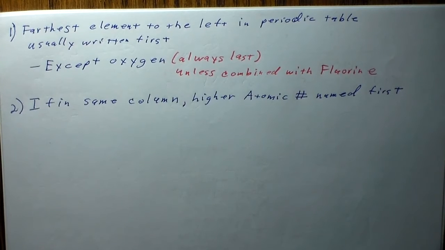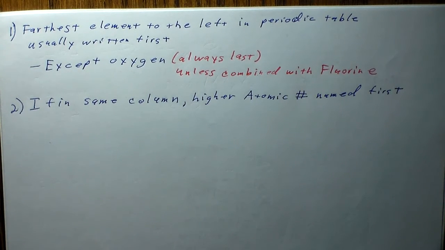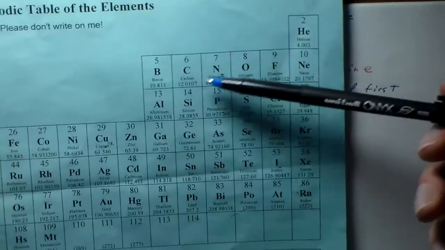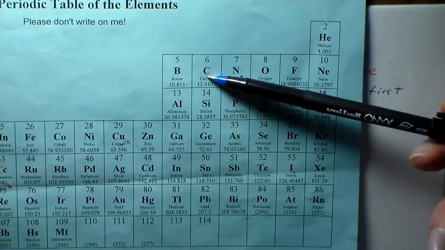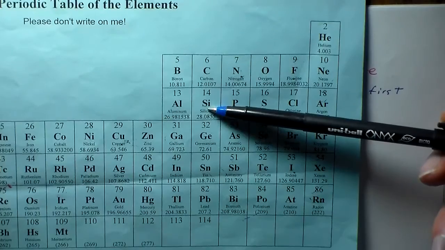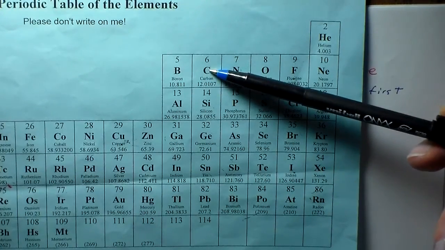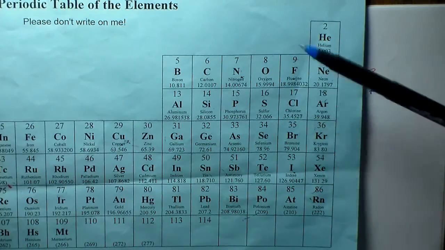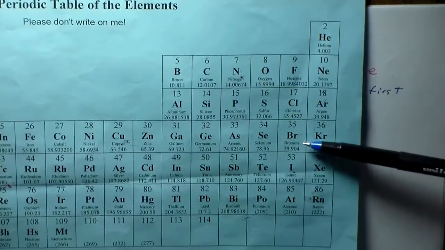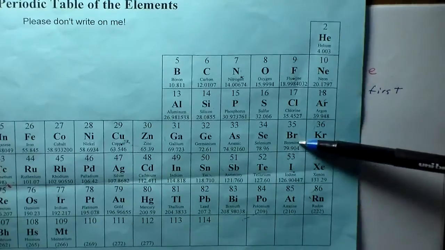Now if we're dealing with atoms in the same column, the one with the higher atomic number, meaning the one that's lower down the periodic table, is going to be named first. So that means if we're dealing with something here between silicon and carbon, it's going to be silicon carbide, not carbon silicide. So the one below it is named before the one above it. So that would be selenium oxide, not oxygen selenium, although the oxygen's always last anyway. But here that would be bromine fluoride, not fluorine bromide. So the one at the bottom gets named first.